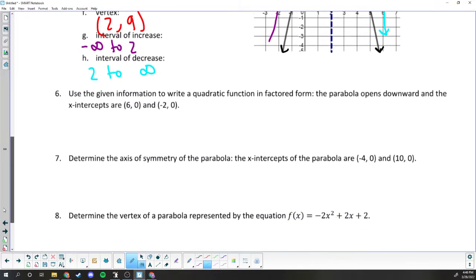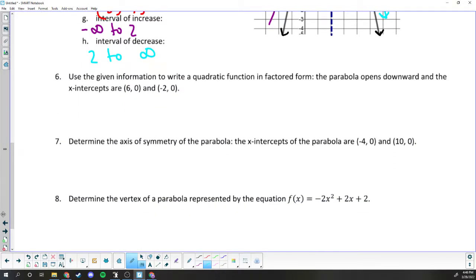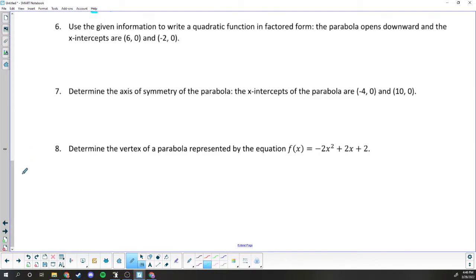All right, number 6. 6, 7, and 8, all about writing functions. So I'm gonna go a little bit of a tangent, a little bit on a side note. I'm gonna talk about these again, but here are the 3 forms of functions that we have for quadratics. Okay, number 1 is general form. General form looks like this. It is ax squared plus bx plus c, okay? Where a is the leading coefficient.